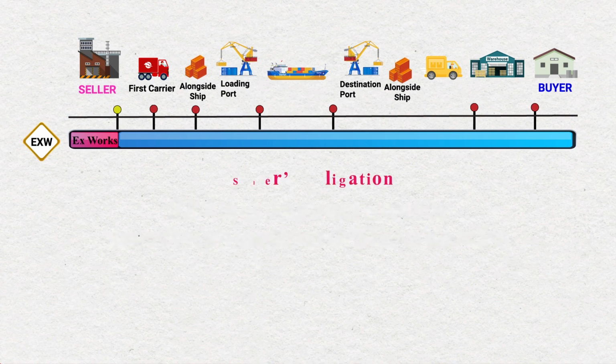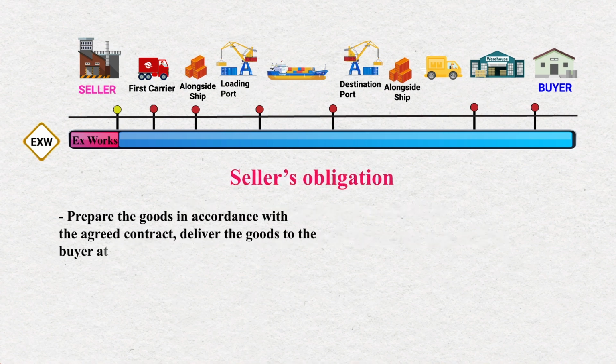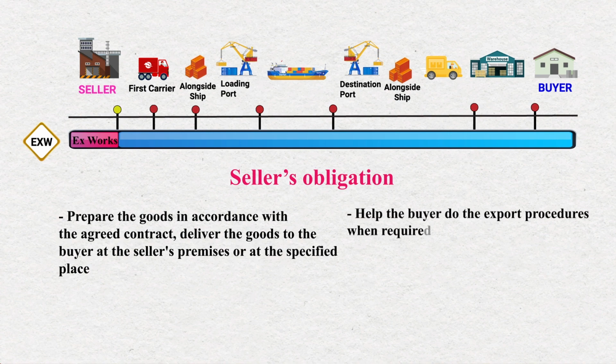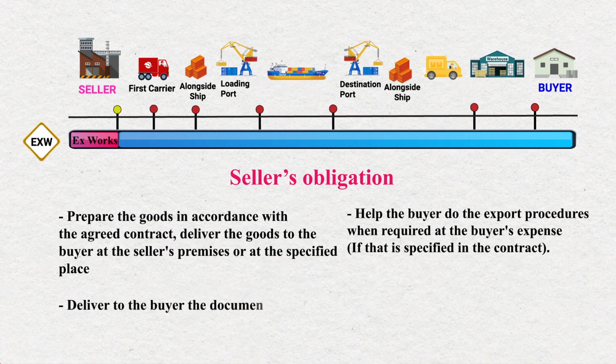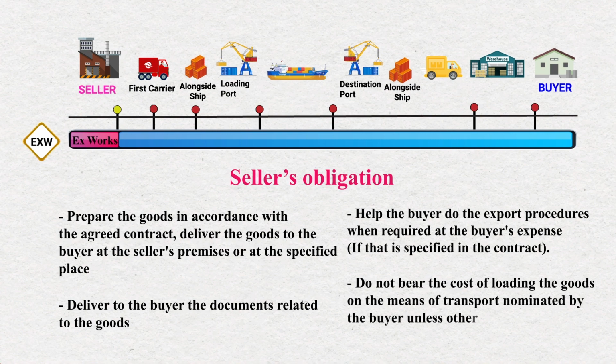In this condition, the seller's responsibility will be: prepare the goods in accordance with the agreed contract, deliver the goods to the buyer at the seller's premises or at the specified place, help the buyer do the export procedures when required at the buyer's expense, if that is specified in the contract, deliver to the buyer the documents related to the goods, and not bear the cost of loading the goods on the means of transport nominated by the buyer unless otherwise specified in the contract of sale.